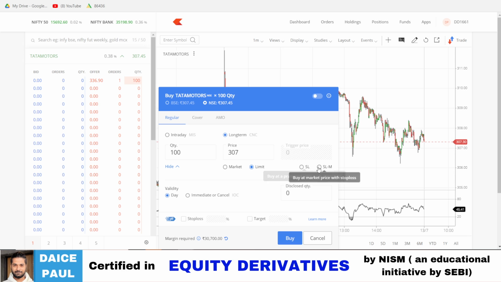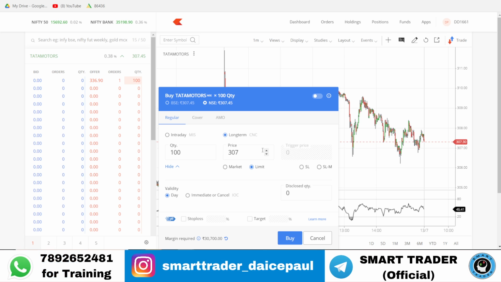Now this is SL and SLM. Don't get confused. A lot of people make this mistake, thinking this is a stop loss, that if I put this I have a stop loss. No, this is not a stop loss. What you are thinking is, I will buy something and I have a stop loss for it. No, this is something to buy above the market price. Let's say the price is 307.45 and you want to buy at 310.